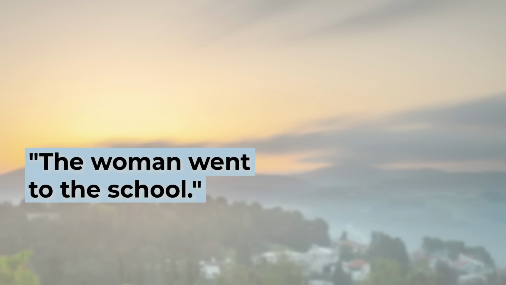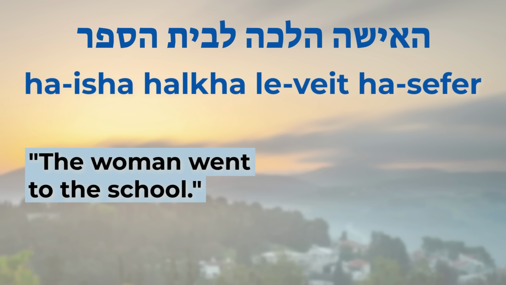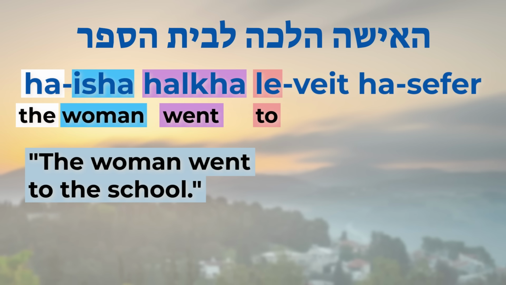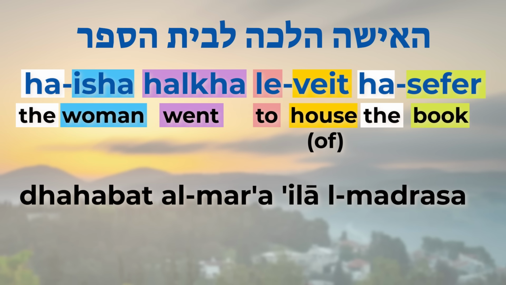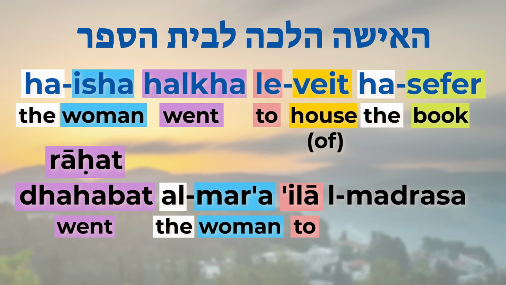Okay. So we've seen lots of vocabulary that's similar or related in the two languages, but I might be giving you the impression that most of the vocabulary is similar, but that's not really the case. Lots of words are different. Like to say the woman went to school, in Hebrew you would say Haisha halcha levet hasefer. Word for word, the woman went to house of the book. In Arabic you would say ذهبت المرأة إلى المدرسة or راحت المرأة إلى المدرسة. Word for word, went the woman to the school.